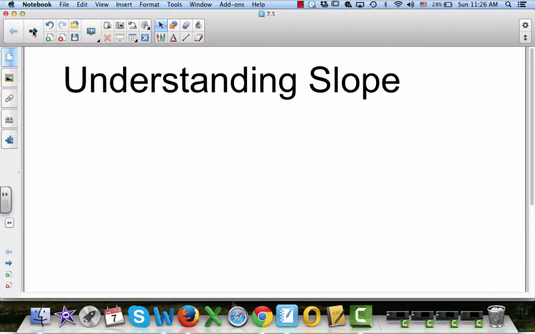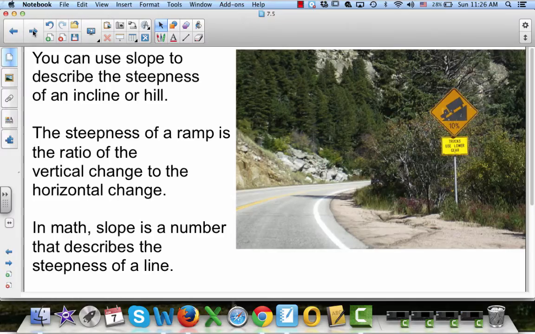Understanding slope. You can use slope to describe the steepness of an incline or a hill. The steepness of a ramp is the ratio of the vertical change to the horizontal change. So how much something goes up over how much something goes across. In math, slope is a number that describes the steepness of a line.